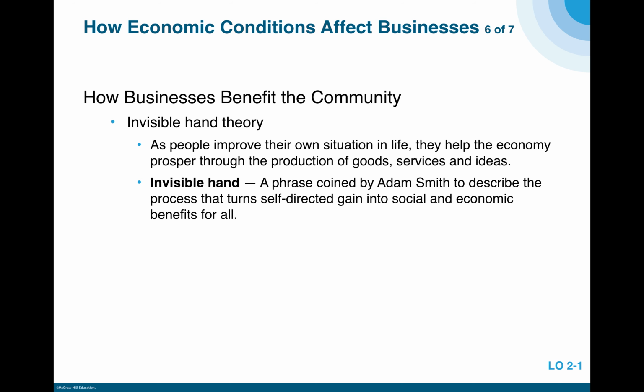So the invisible hand theory: as people improve their own situation in life, they help the economy prosper through production of goods, services, and ideas. The invisible hand is just a phrase coined by Adam Smith to describe the process that turns self-directed gain into social and economic benefits for all. So if you're doing well, the economy locally is probably going to be doing pretty well. Also, if one business is doing well, they're probably going to go over to their supplier or their consumers, and it's going to reflect on them as well. So everybody's kind of in it together.